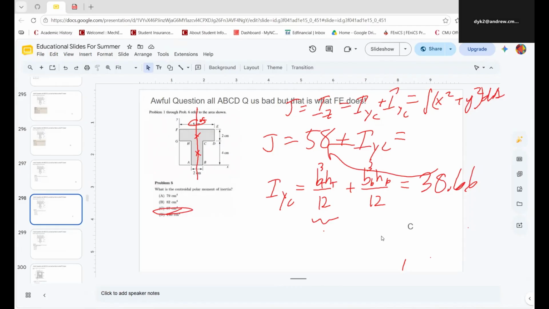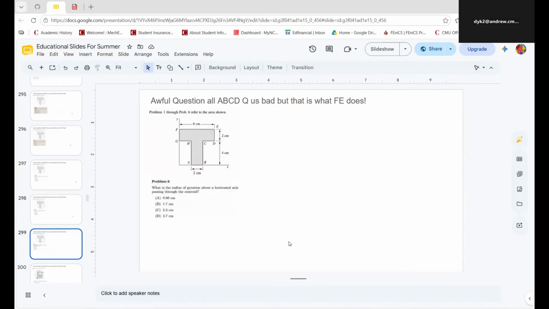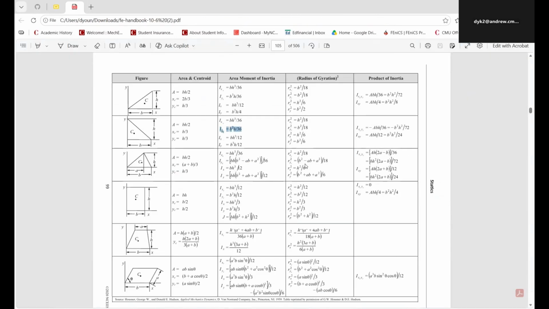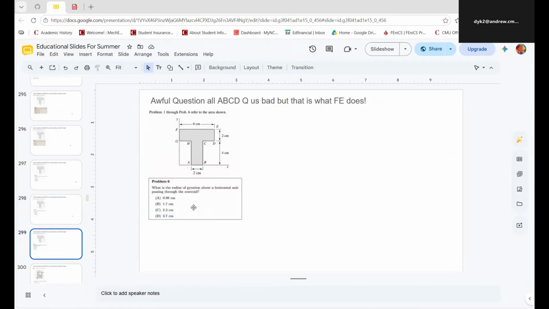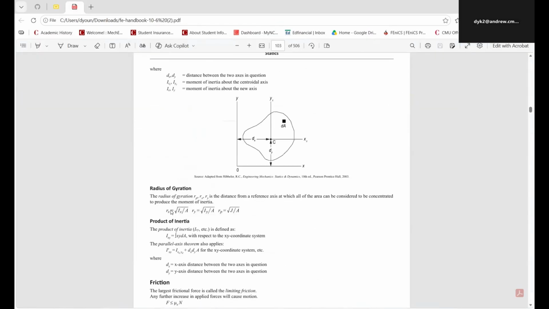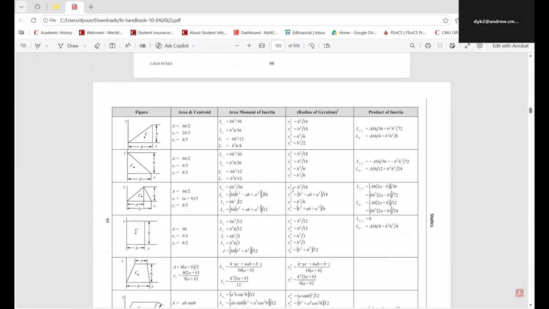So that's the answer. Oh, the radius of gyration. Yeah, this is going to be doing this one over here. And what kind of radius of gyration are you looking for? You're looking for the horizontal, RX. So there's a few ways. The radius of gyration is the distance to the reference area where the area is concentrated. So I guess you can use Rx like this, or just put Rx over here. Is it at the centroid or what?